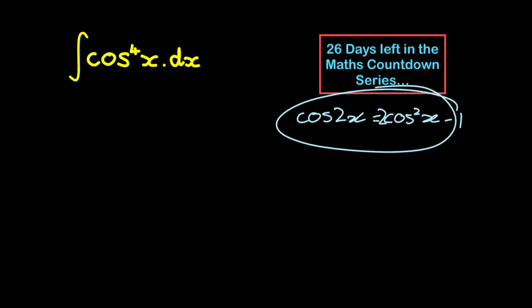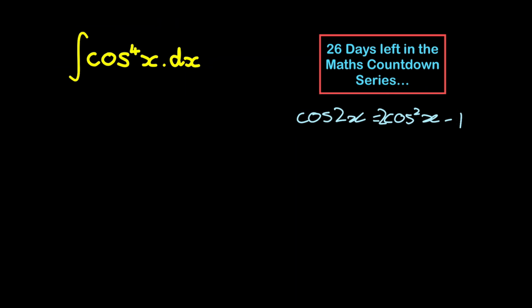Now, when we have even powers, it's slightly different. When we had odd powers, we used our trig identities such as sine squared plus cosine squared is equal to 1. But now when we are doing integrals of even powers, it's more beneficial to use our double angle identities. So for example, cosine of 2x is equal to 2 cosine squared of x minus 1. I'll show you how this is useful.